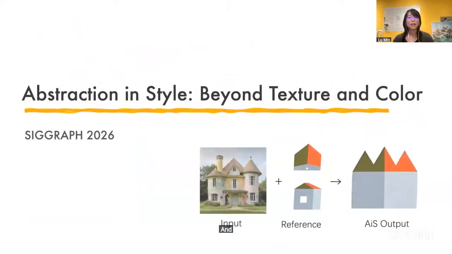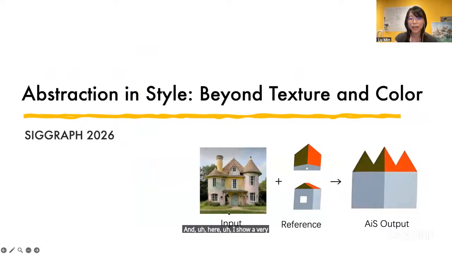And here, I show a very extreme case generated by our method. We have this as an input, then we have the reference, and we see here the house is in a really very abstract style. And we see this is the output. Here, not only are color and texture transferred, but geometry-wise we also do abstraction of the input image.